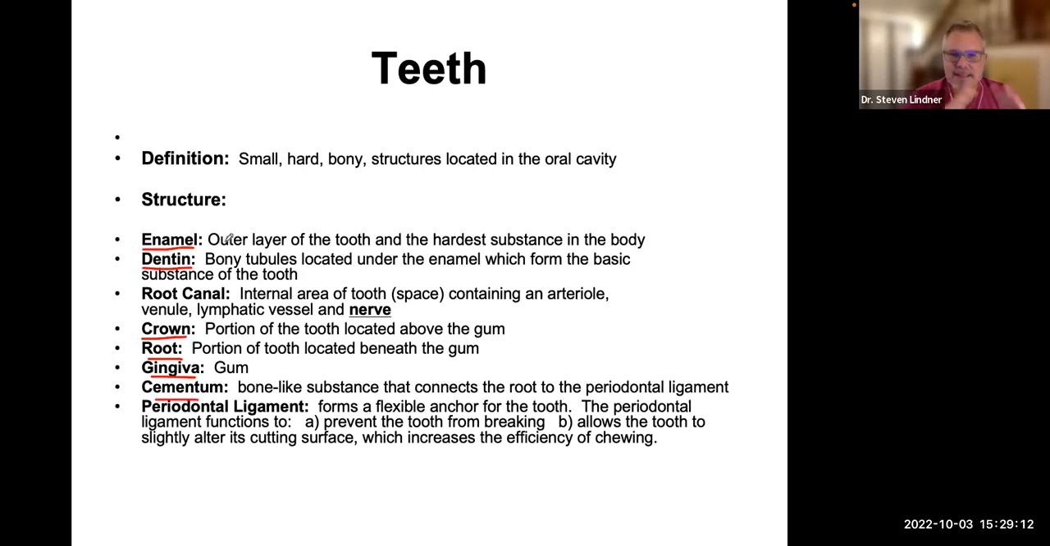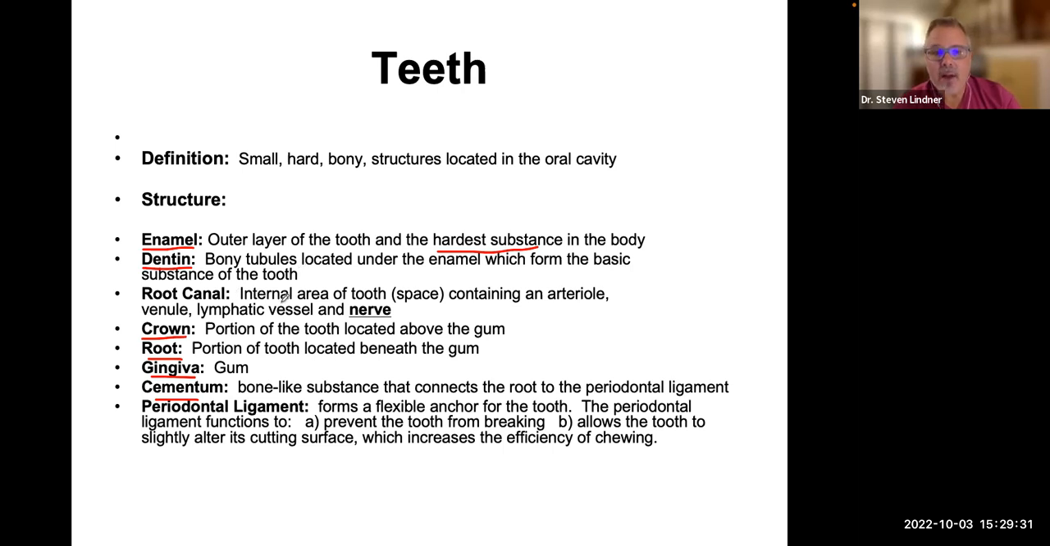So the enamel, that's the outer layer of the tooth, and it's also the hardest substance of the body. That's enamel. The dentin are these bony tubules that are located under the enamel, and it forms the basic substance of the tooth.